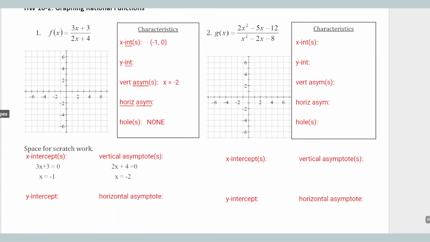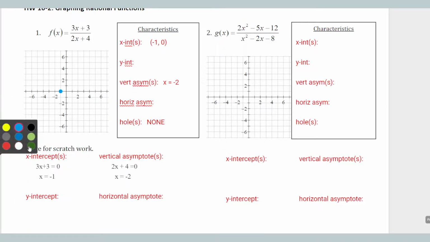So let's draw a little circle. I'll make it blue here. We've got an x-intercept at -1, 0. That's going to be right about here. Let's make that a little smaller. And we've got a vertical asymptote at x equals -2.